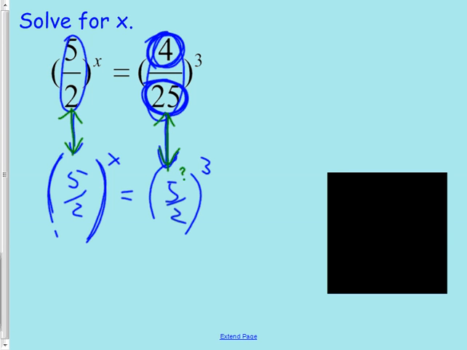5 over 2 to the what would make this equal? Negative 2. Why should this be to the negative 2 power? There's two parts. We need to square them, and we need to flip them. All right, now that they have the same base, it's easy from there. That equals that. X equals negative 6. Done.